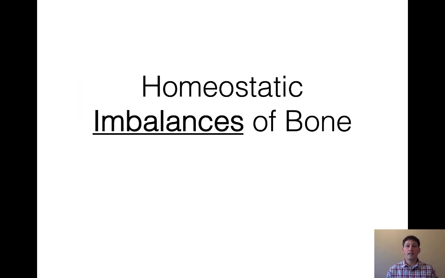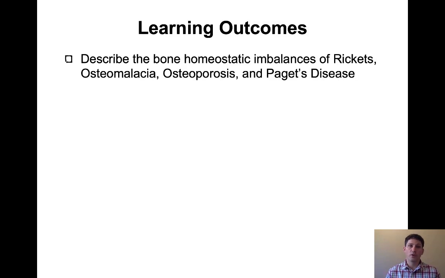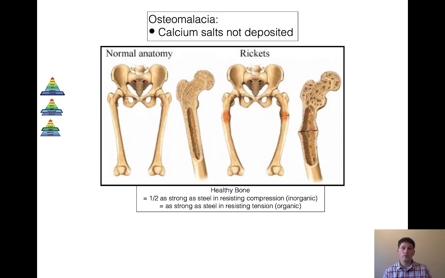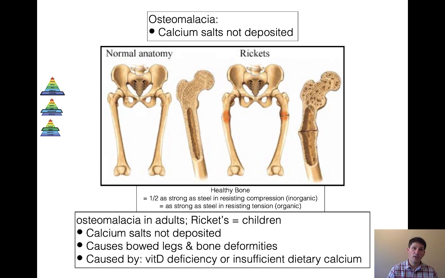So homeostatic imbalances of bone. So we're going to talk about rickets, osteomalacia, osteoporosis, and Paget's disease, and you'll need to know these for our tests. So our first one is rickets. As you can see here, our normal anatomy versus an individual that would have rickets. We can also call it osteomalacia, and this is where calcium salts are not deposited appropriately. In adults, we call it osteomalacia. In children, we call it rickets.